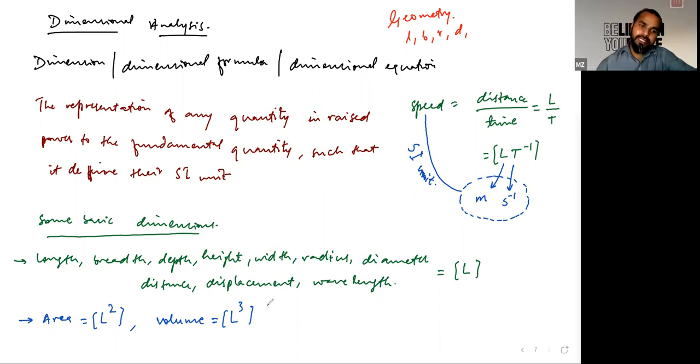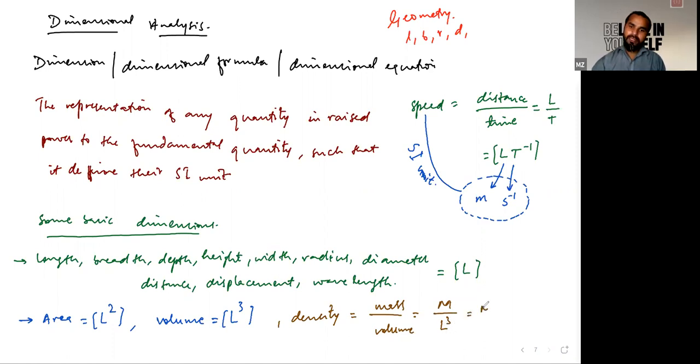Now, suppose you have to calculate density. Do you know the formula to calculate density? Sir, it is mass divided by volume. Good. We have the dimension formula for mass as capital M, and the dimension formula for volume is L cube. If you bring this to the numerator, it will be M L to the power minus 3. Just write it down.